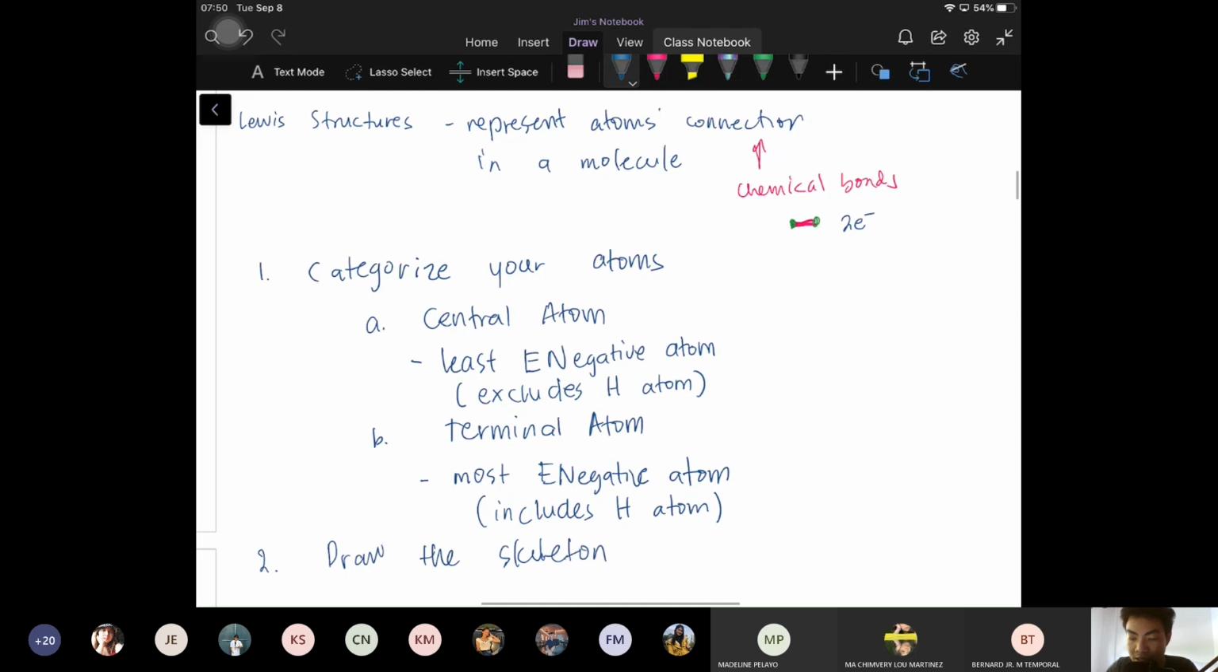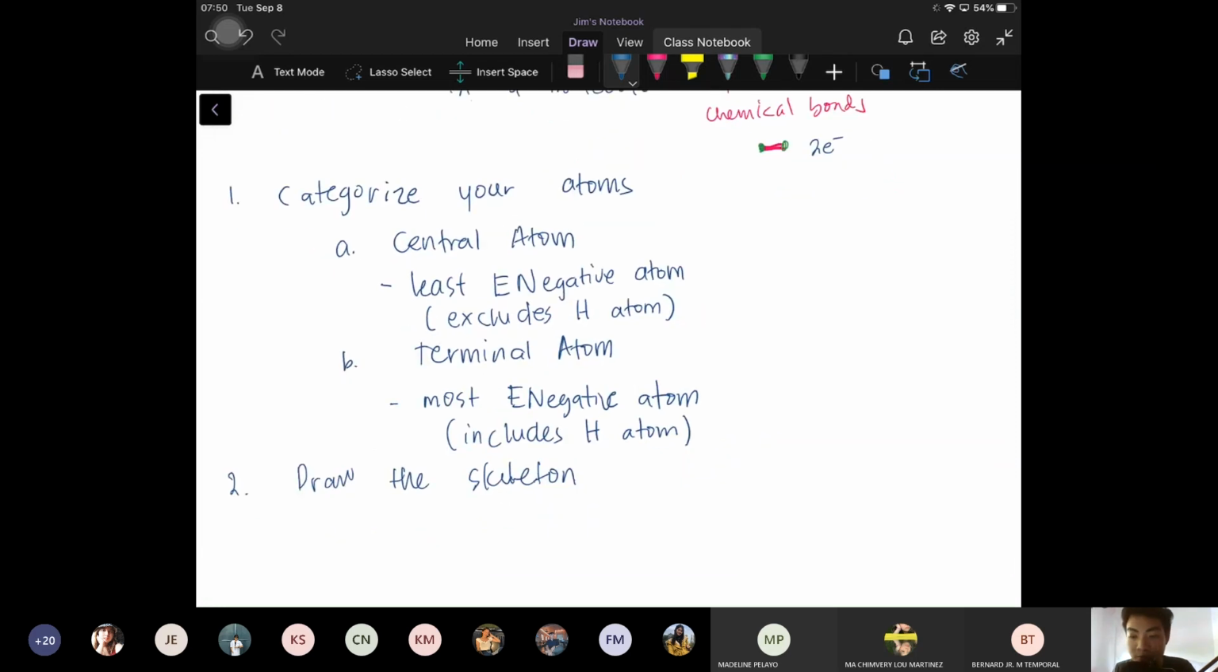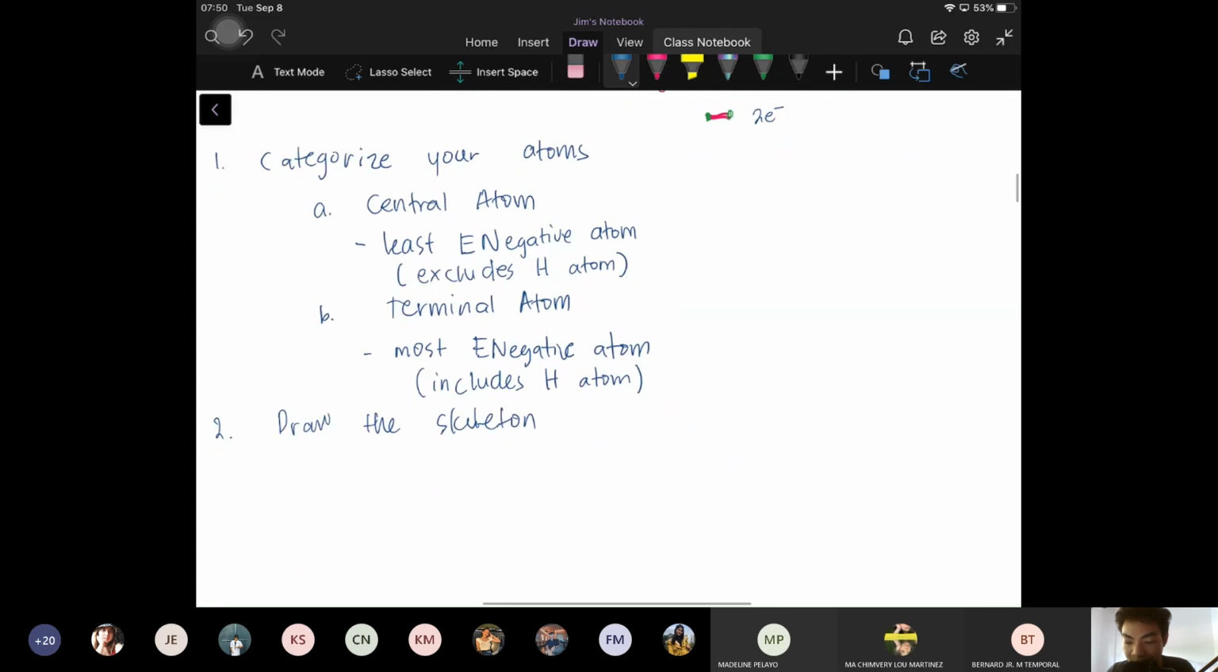Skeleton. So, paano yung pagdodraw ng skeleton, no? Usually, we surround our terminal atoms, no? Nakapalibot sila sa central atom, no? For example, let's try CH4. For this example, sino yung least electronegative? Si hydrogen yon kasi yun yung sinabi ko kanina, di ba?